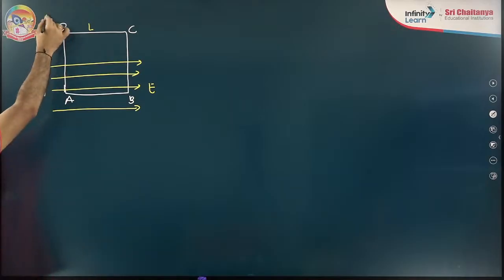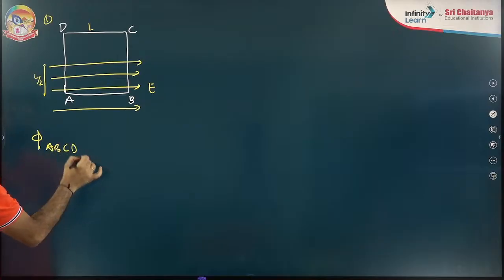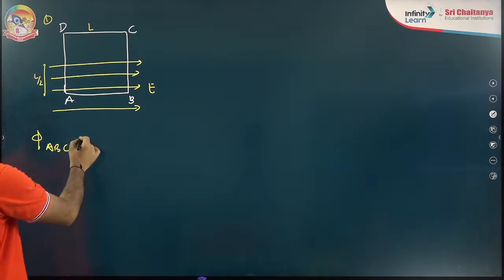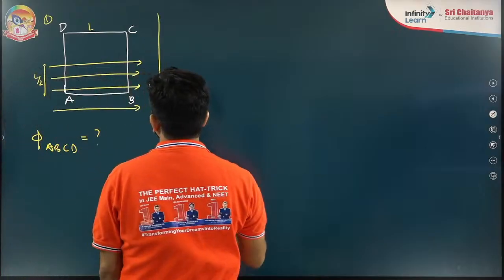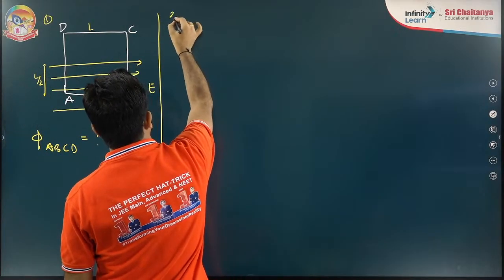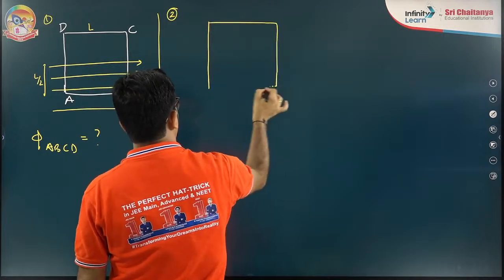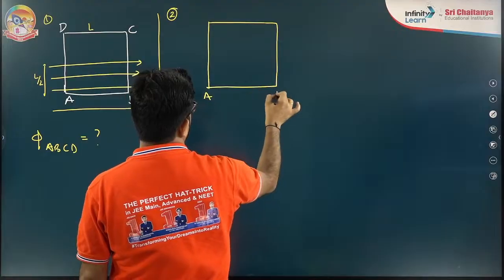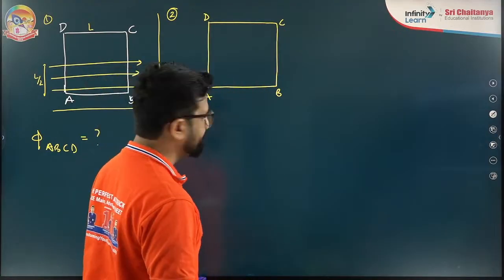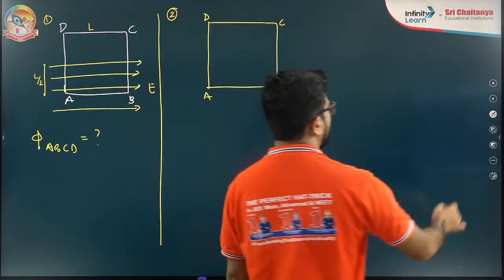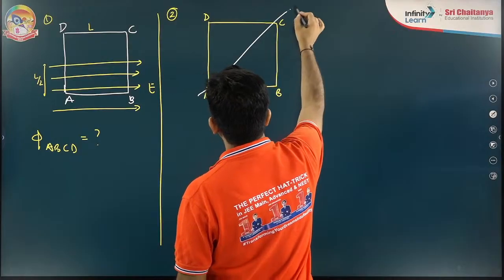Now the question is very simple. Find the flux associated with the ABCD. First question. Second problem, PYQ already, it is a NEET PYQ. Next problem: this is a square sheet, again I am taking it, ABCD. I am putting it. And now there is also an electric field. What is the electric field? This is the electric field.